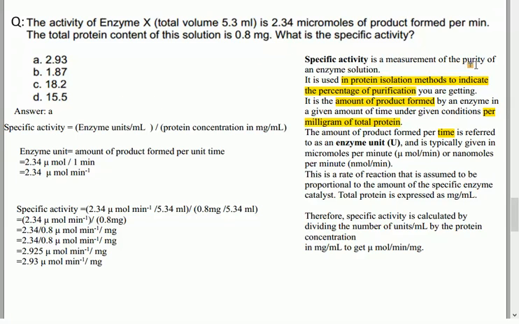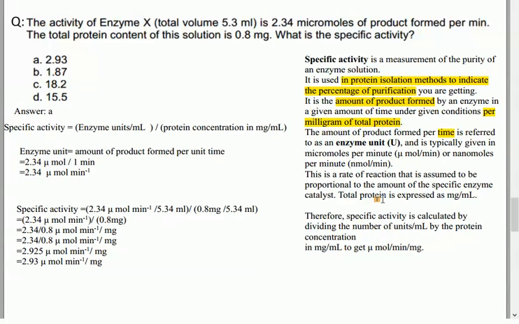Specific activity is the measurement of the purity of an enzyme solution. It is used in protein isolation methods to indicate percentage of purification you are getting. It is the amount of product formed by an enzyme in a given amount of time under given conditions per milligram of total protein. Amount of product formed per time is referred to as an enzyme unit and is typically given in micromoles per minute or nanomoles per minute. This is a rate of reaction that is assumed to be proportional to the amount of specific enzyme catalyst.